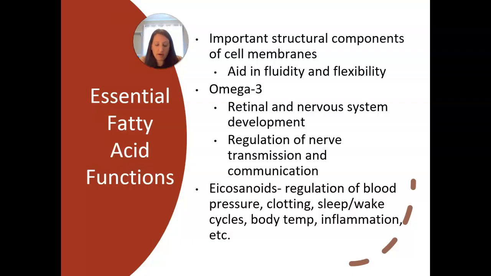Omega-3s also are important in the development of the nervous system and retinal development. They're also involved in regulation of nerve transmission and communication between nerve tissue. And then both omega-3 and omega-6, we already mentioned this, are going to be precursors to eicosanoids. And again, those eicosanoids, like we mentioned before, are involved in regulating blood pressure and blood clotting. They're involved in the inflammatory response of the immune system. They're involved in sleep-wake cycles and body temperature.